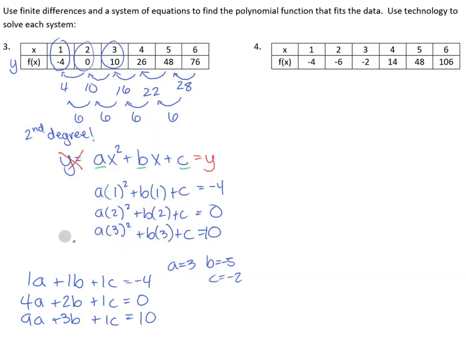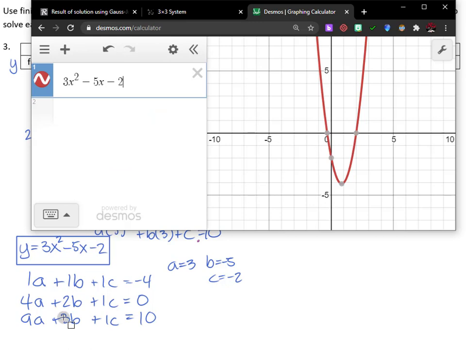We still haven't written the equation of this. So now, if I come back up here and we plug in our values of A, B, and C, we're going to get y equals 3, there's my A value, x squared, minus 5x, and then plus c. And since c is negative 2, it's minus 2. Okay, well, how can I be sure this is the correct equation? Let's graph it.